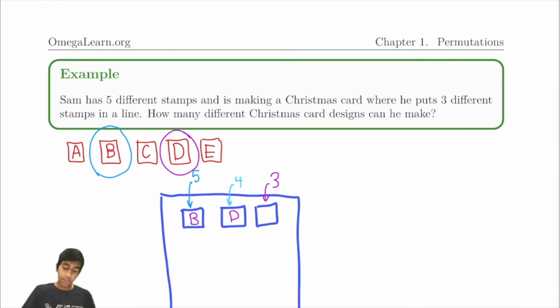So 3 choices left for the third stamp, right? And this is true no matter which stamps we picked earlier. It doesn't matter which stamps we pick, because no matter what, after we pick stamps for the first two boxes, there's 3 left, so 3 choices for the final stamp. And maybe it's something like C. It could be anything though. BDC, that's an example. And we found that 5 times 4 times 3, because 5 choices for the first stamp, 4 for the second, and 3 for the third. That's 60. So Sam can make 60 different Christmas card designs.